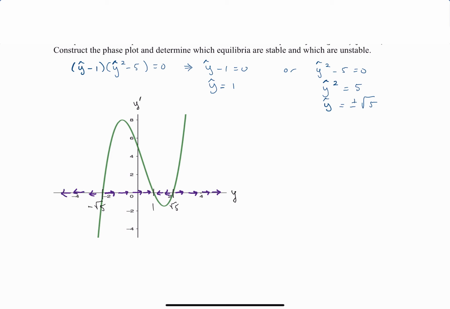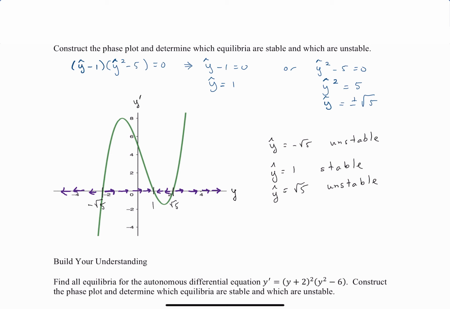So we can see that the equilibrium solution y hat equals negative root 5 is unstable because the arrows are pointing away from it. y hat equals 1 is stable because the arrows are pointing towards it. And y hat equals positive square root of 5 is unstable. Again, the arrows are pointing away from that one.